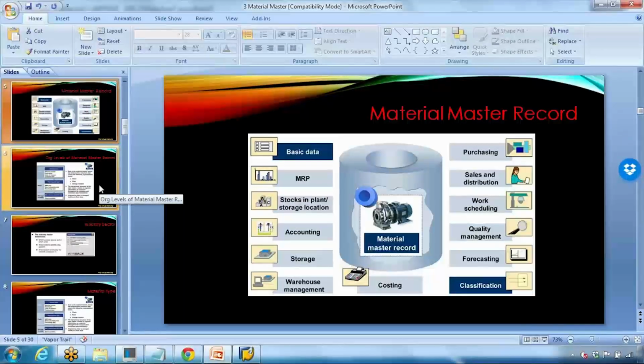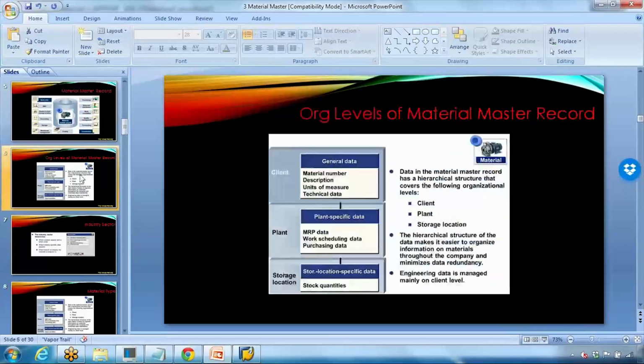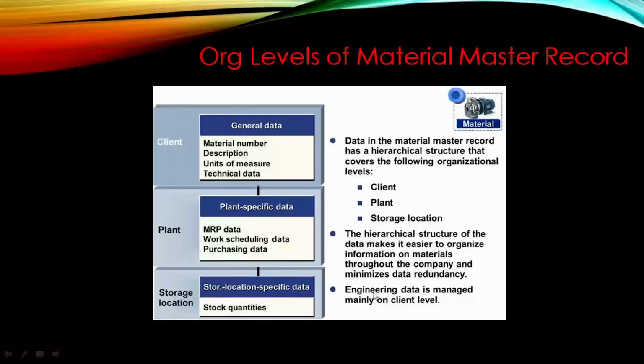Now we'll go into a little bit more detail. When you look at the org level of a material master, we can divide it into three different parts. That means a client, the general data, or the basic data that we created earlier. What we entered there is the basic data, where we entered the material number, description of the material, unit of measure, and other data. So this is client data.